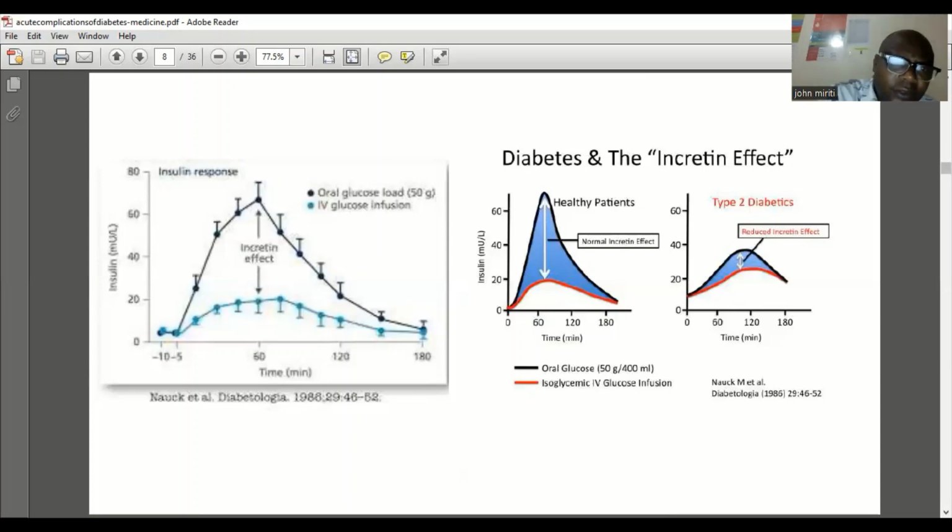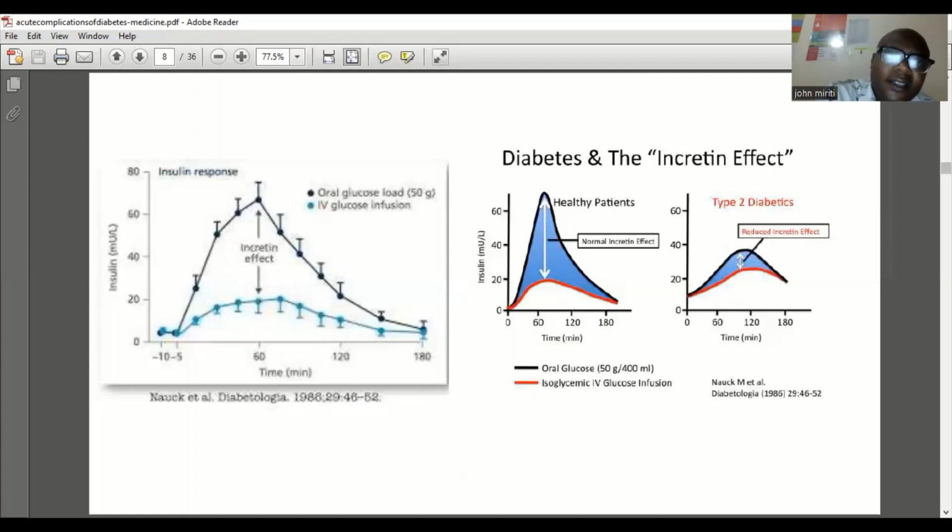The difference between the highest peak when you are giving orally and the highest peak when you are giving intravenously is what is called the incretin effect. Remember that there are drugs which work as incretin mimics, and there is a peptide which promotes production of insulin from the GIT. So that is the difference.